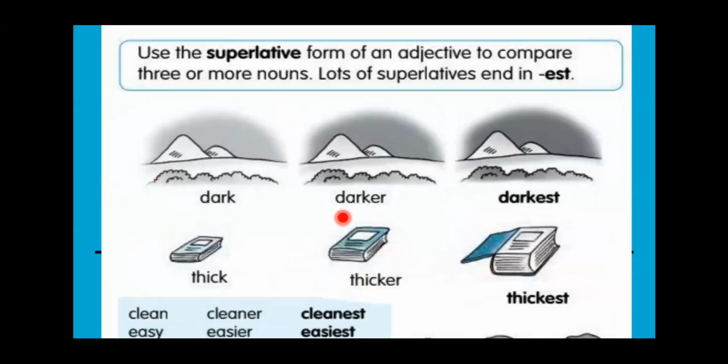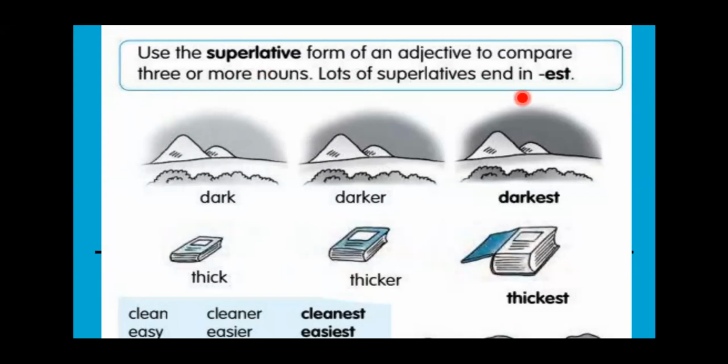Now see over here the next form. As I said, there are two forms of comparison of adjectives. One is the comparative form, another one is the superlative form. The superlative form is used to compare three or more nouns. The comparative form is used for two things or two people, whereas the superlative form is used when you have to compare three or more. If we have to compare more than two people or things, we will use the superlative form.